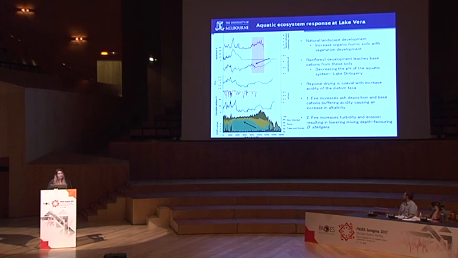Then some more regional signals: we see that there's some increased drying in the region associated with slight declines in pH. So here we have that drought-tolerant taxa increasing when we have a real dip in our pH reconstruction.